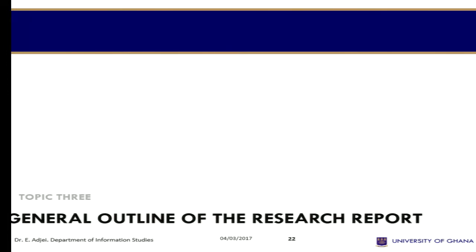So let us now look at the general outline of a research report. What we looked at early on, or just finished looking at, is the research proposal. When you have conducted the research and you have analyzed the data, you need to present a report. And this is what we are going to look at. We are going to look at the outline of a typical research report.